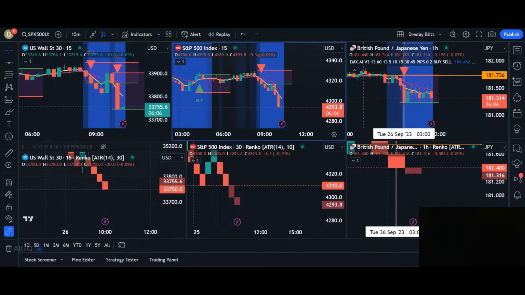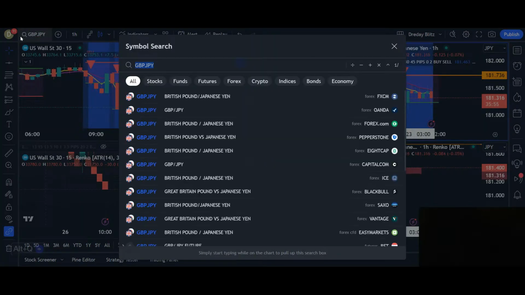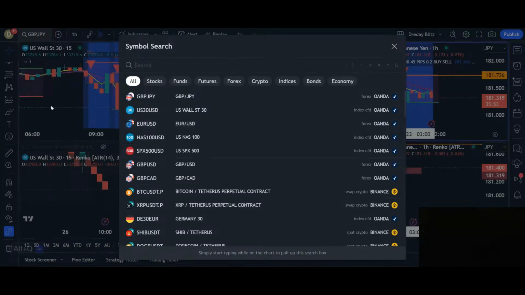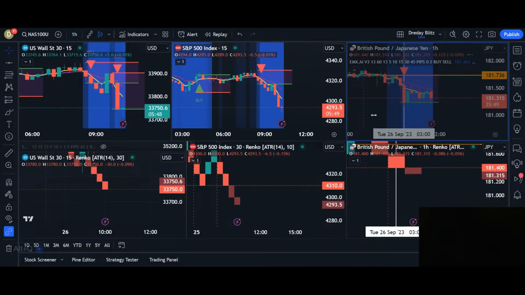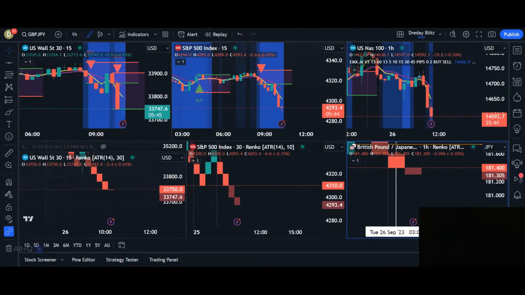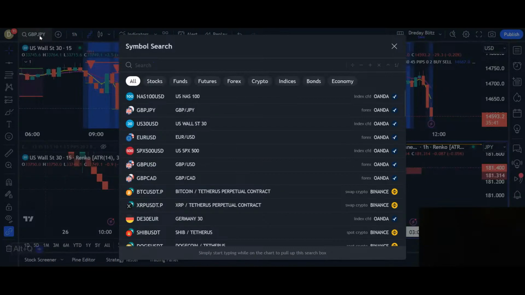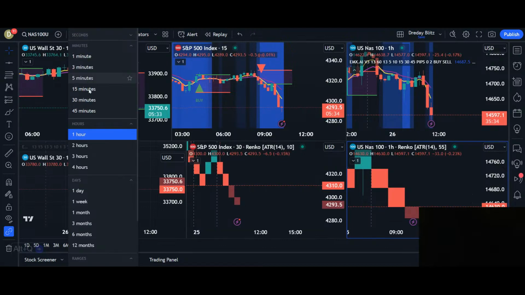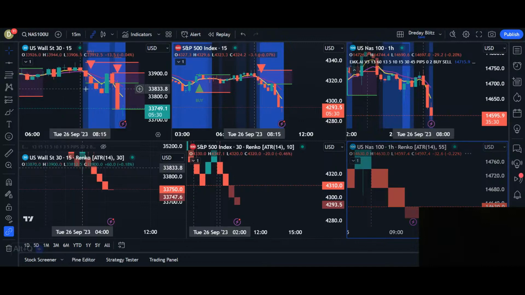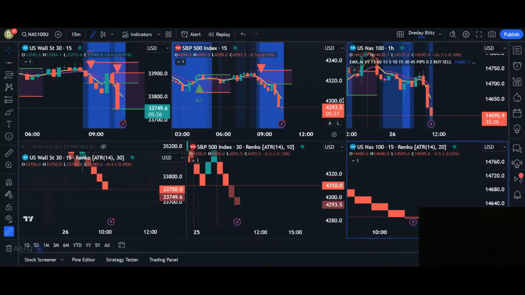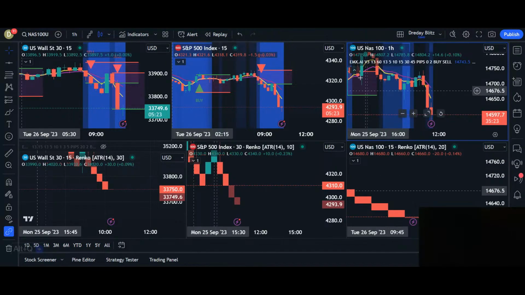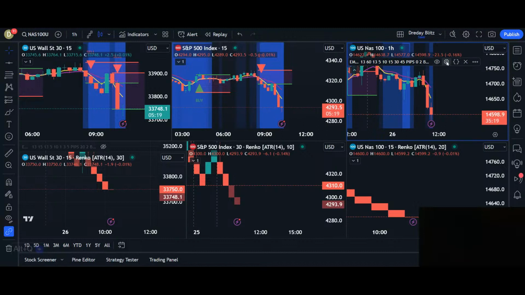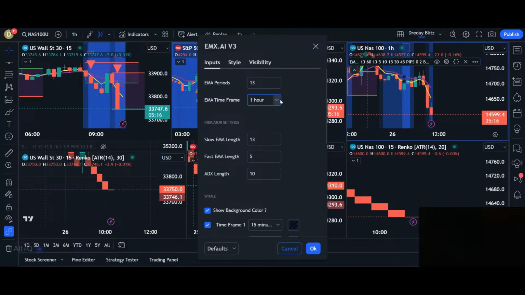All right. So what I'll do is switch the GJ chart to the Nasdaq one, and we'll put it back on the 15-minute chart for Nasdaq. I'm just going to switch the settings here and put it on 15.